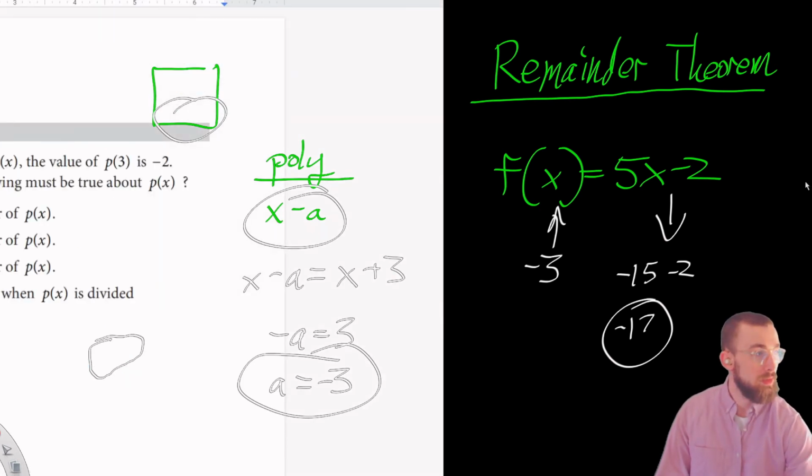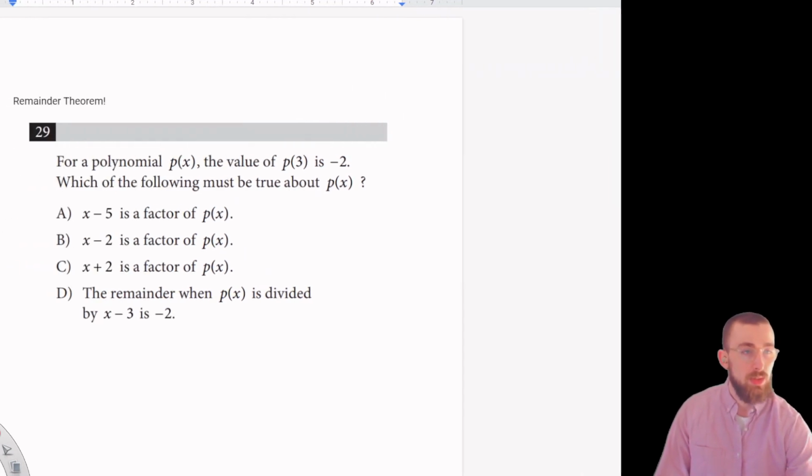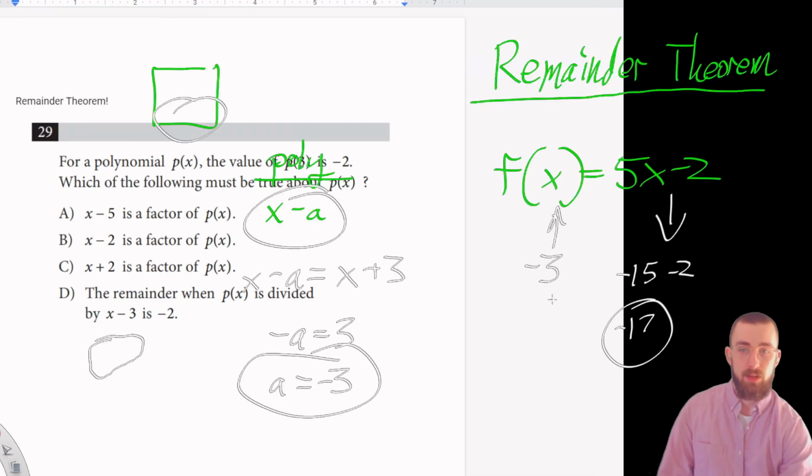So let me just make that a little bit better visible. This one's a lot more clear. It's a lot more obvious, I think, that they're asking about the remainder theorem because they explicitly say the remainder when p of x is divided by x minus 3. Again, notice that it has that form. Let me bring all this back up.